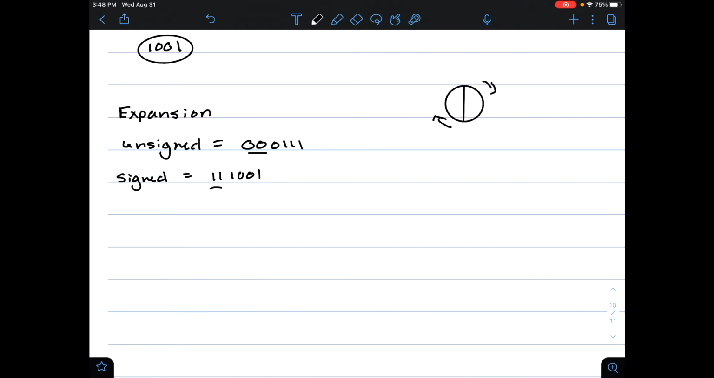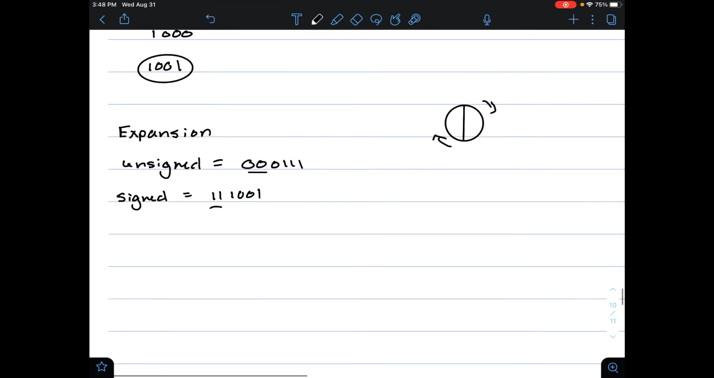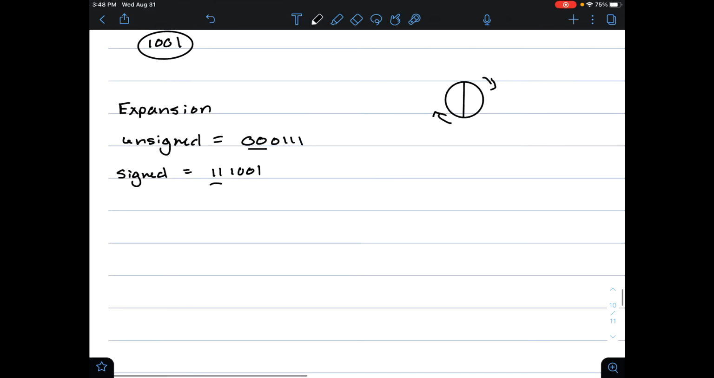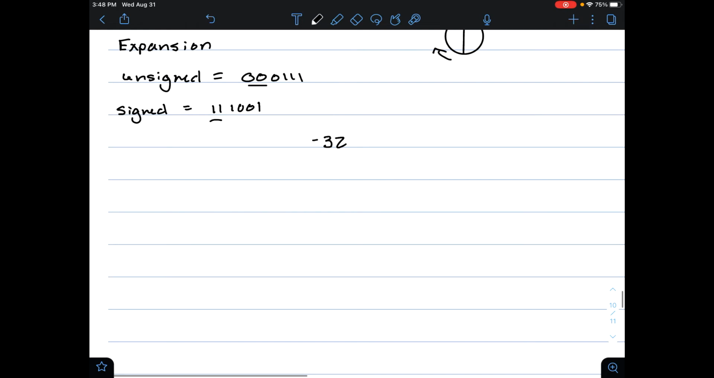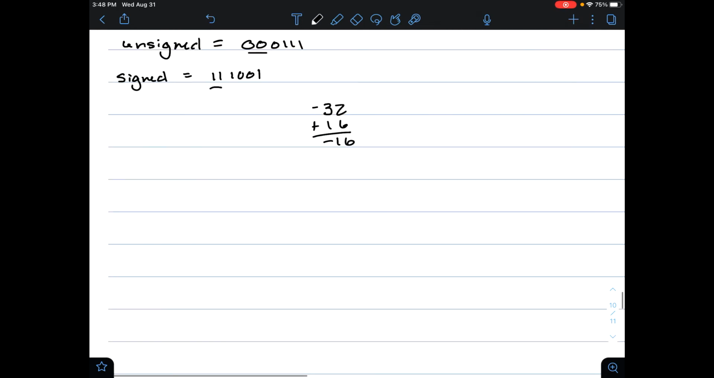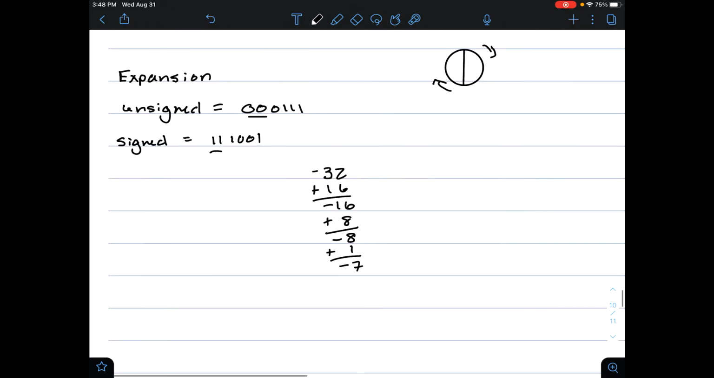This works because if we think about it in the same way we did signed before, our most significant digit is going to be negative 32. Then we add 16, which leaves us negative 16. Then we add 8, which gives us negative 8. And then we add 1, which gives us negative 7. So it works both ways. You can do the math to get it either way. It's going to be the same.